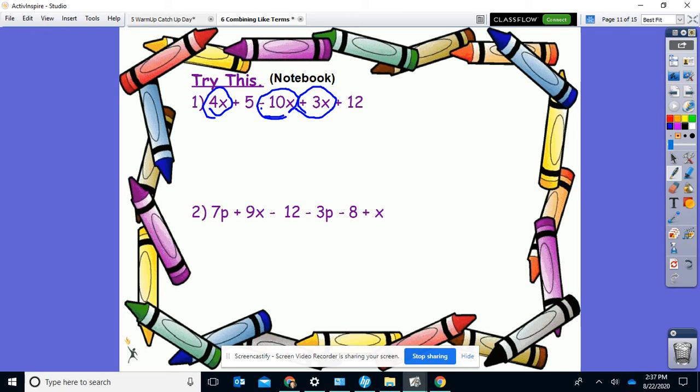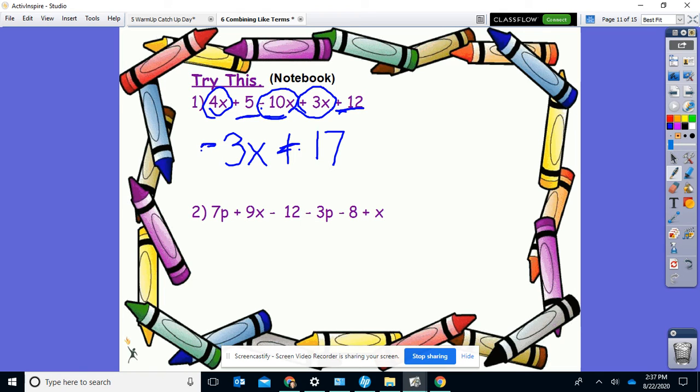So those three things can be combined, which means we're going to add the numbers out front. So 4 plus negative 10 plus 3. So when I combine those three, I get a negative 3x. And the other terms I can combine are a whole number. So I'm going to put a line under those. I've got a 5 and a 12. So I've got plus 17. Okay? That is our final answer, negative 3x plus 17.